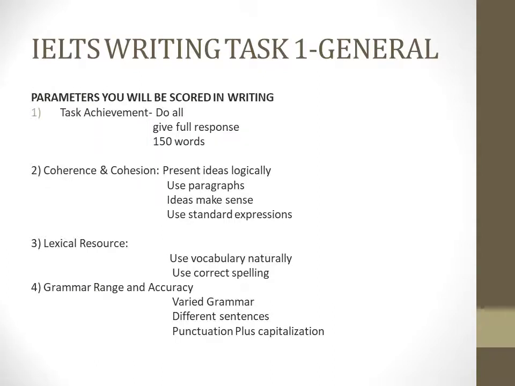So the parameters you will be scored on in Writing Task 1 for General Writing are: first, for task achievement, you have to give a full response to the question. If you deviate from the question, if you don't answer the question, then you'll be marked down. And second comes coherence and cohesion. You have to present your ideas logically, use paragraphs, make your ideas make sense, and use standard expressions.